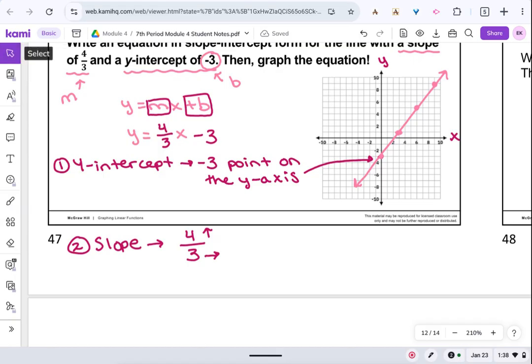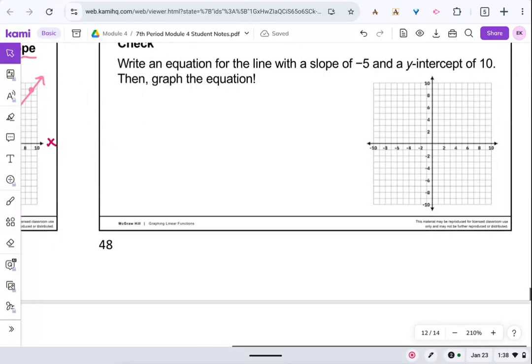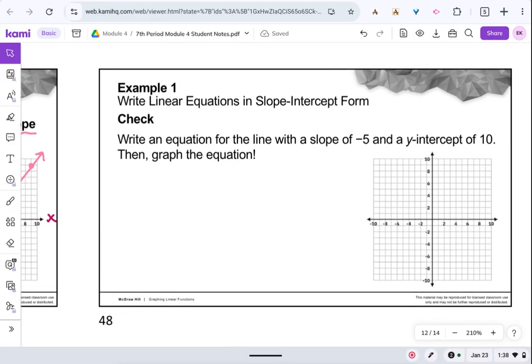All right, we're going to do one more example, and then you'll have some examples in your notes to do. Or on a practice, my bad. Okay, so again, we're going to write an equation. We got to write it in slope-intercept form. So y equals mx plus b.